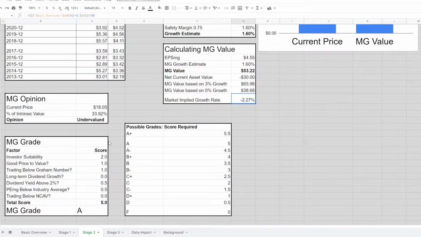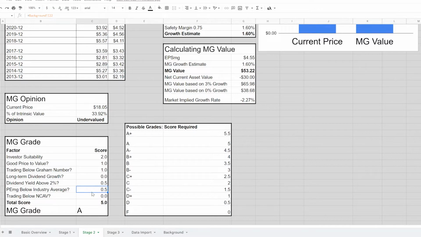Coming down here, Modern Graham grade. This is a score based on several different factors. First, investor suitability. It gets 2 points for being a defensive investor stock, 1 point for a good price to value, 1 point for trading below its Graham number, which we'll talk about in a moment, 0 points for having long-term dividend growth. It has not grown its dividend over the long term, and a dividend yield over 2%. It gets half a point.